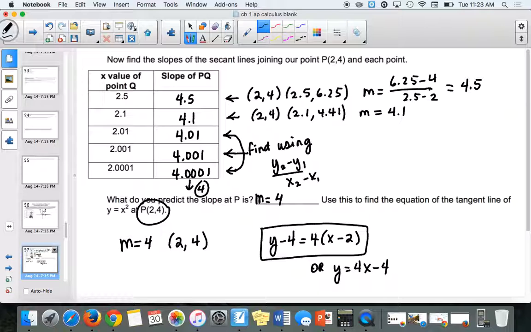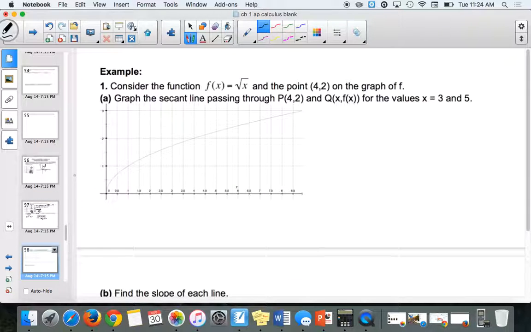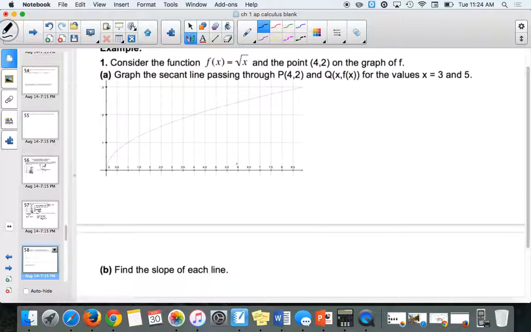All right, so do you guys understand what we did? We picked points, we made them closer, we found the slope between each of those points as we went closer. So let's try another one. It says, consider the function f of x equals the square root of x, and now the point (4, 2). So right here we have (4, 2). So it says, graph the secant line passing through (4, 2), and also the points (3, something) and (5, something).